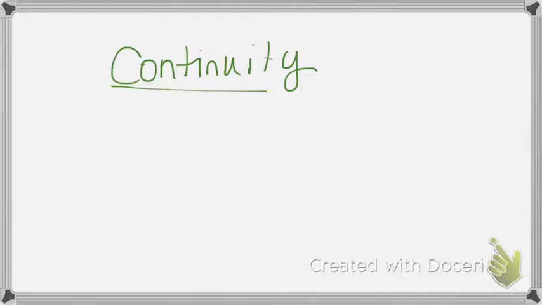So we're going to be talking about continuity, which basically means that we're trying to figure out if a function is continuous. I'm going to give you the definition. There's a rule about continuity and what makes a function continuous. And then we're going to look at the sheet I gave you, and we're going to do some examples from that sheet.